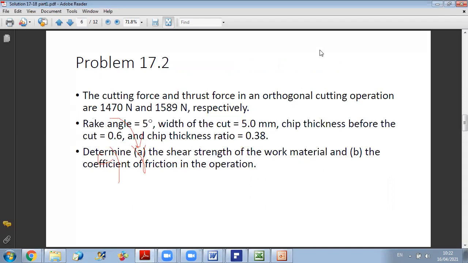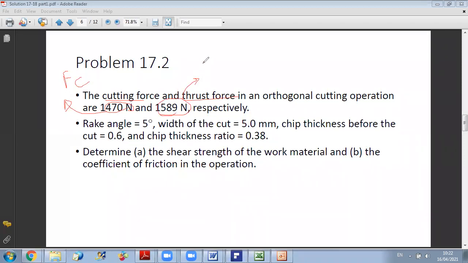Another problem: the cutting force and thrust force in an orthogonal cutting operation are given. So here I know the thrust force and the cutting force. This is Fc, and this is Ft. They gave us also the rake angle. So alpha is given. This is alpha. The width of the cut W is given as 5 millimeter.